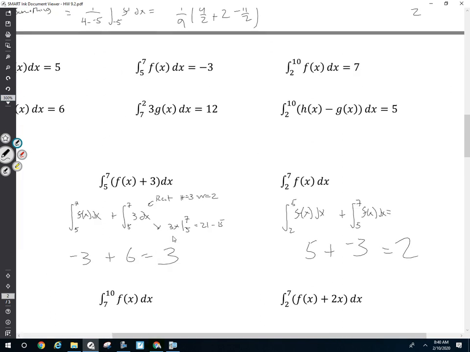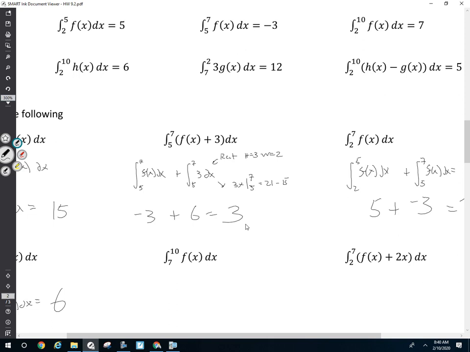7 to 10. Okay, I'm told what 2 to 10 is. So the integral from 2 to 10 of f will equal the integral from 2 to 7 of f, which I found, plus the integral from 7 to 10. If this is 7, and I found this is 2, this must be 5.